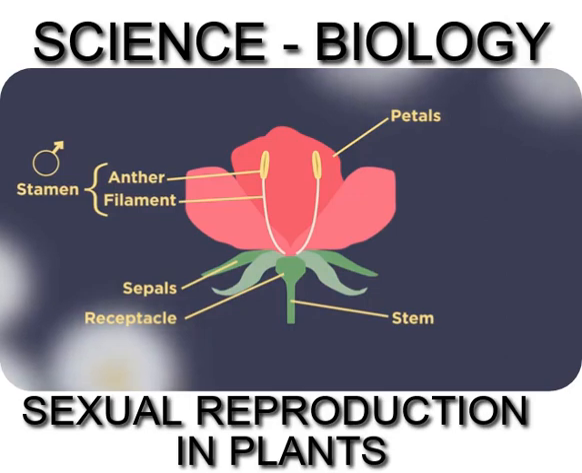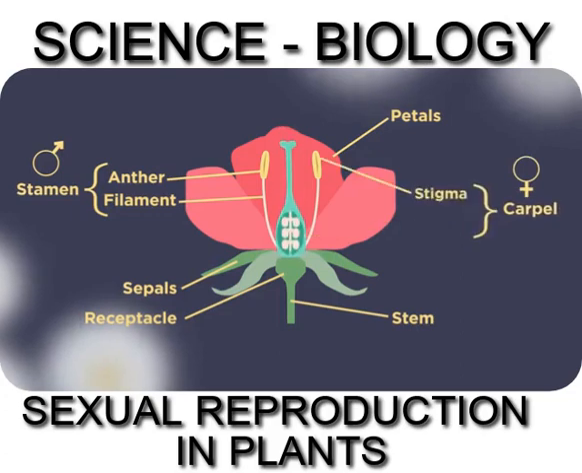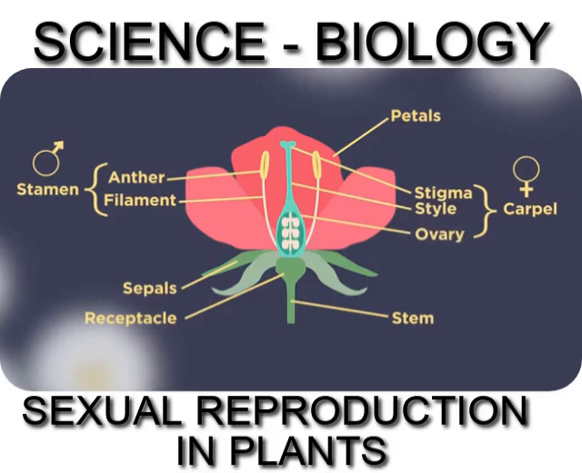The female part of the flower is called the carpel, and this consists of three parts: the stigma, a sticky landing pad for pollen, the style, where the pollen grain descends, and the ovary, where the female gametes or sex cells are located. Within the ovary, ovules produce female gametes.